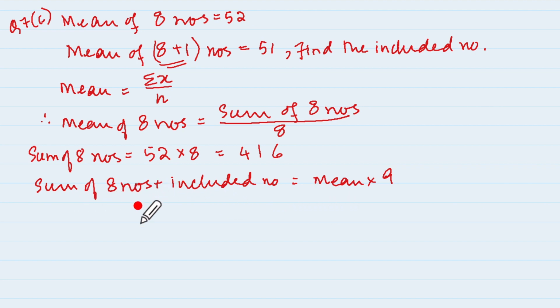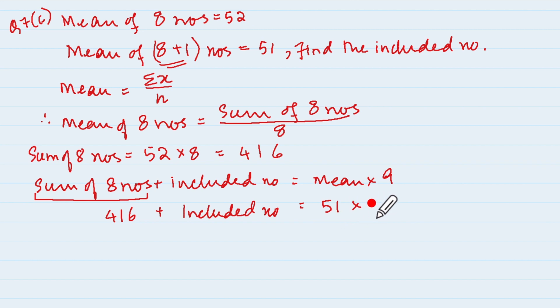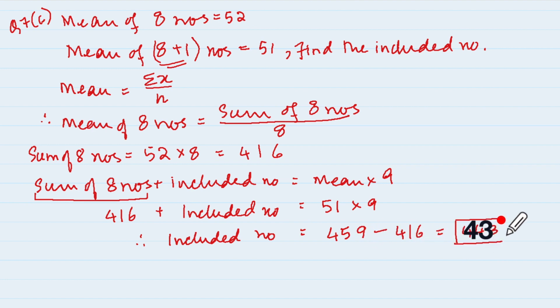Okay. Now the sum of 8 numbers. Why did I not write 9 numbers? Because this is given as 416. Now you understood why I did that. Therefore the included number will be 9 ones 9, 9 5s 45, minus this 416, which is equal to, we'll have 3 remaining here, 43. This was the included number, and that's our answer. Be careful of this, because sometimes the children do have doubts in something like this.